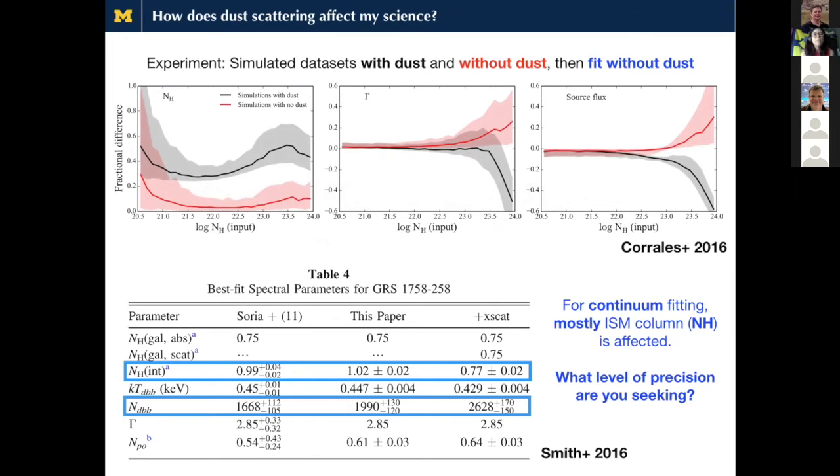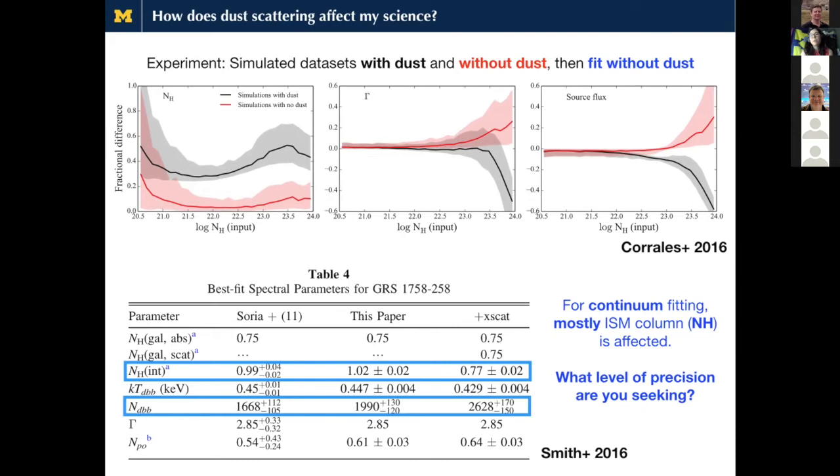And really the biggest effect that it has is just on your measured ISM column. So on the left plot, you can see that the measured ISM column, when you do have dust in the way and you fit it without dust, you're going to get a larger ISM column than is real by about 30 to 40%. So that may not be a big deal to most people, and that's okay.